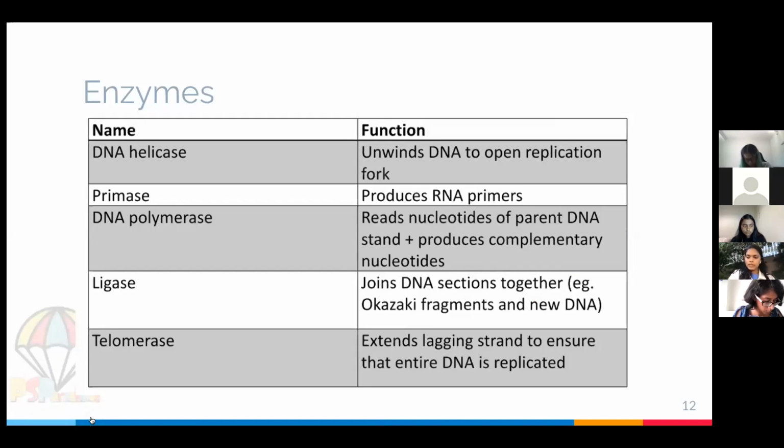So this here is just a table of all the enzymes that are used in DNA replication. It's just a quick and easy way to sort of remember all of them. Moving on to the next slide.